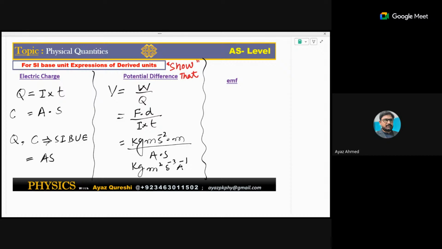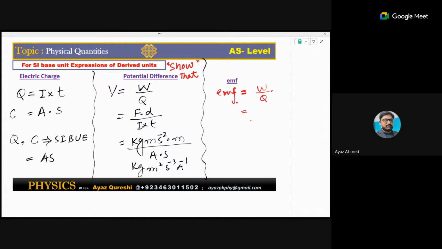So the SI base unit of potential difference is this, is it? Yes, sir. Okay. Now if I ask you what is the SI base unit expression of EMF, so EMF is defined as, what is the definition of EMF? Work done per unit charge. Yes, very good. Work done per unit charge.